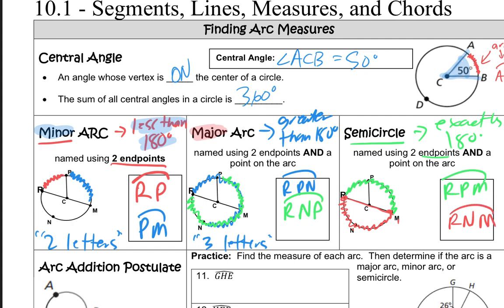RNM. Okay, so those are our arcs: minor arc, major arc, and semicircle. So if it's less than half, right, less than 180, it's minor. If it's more than half, then it's a major.